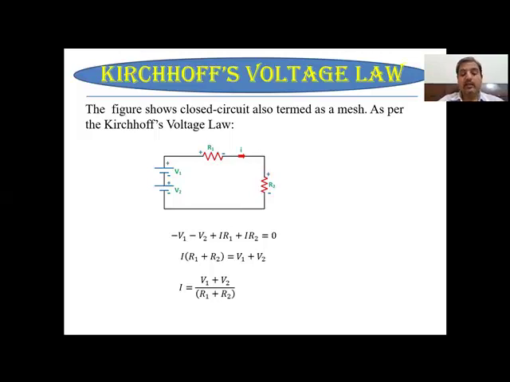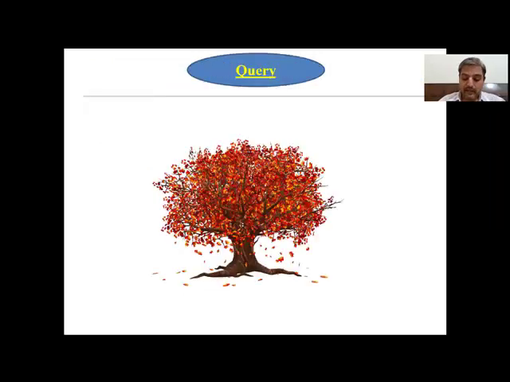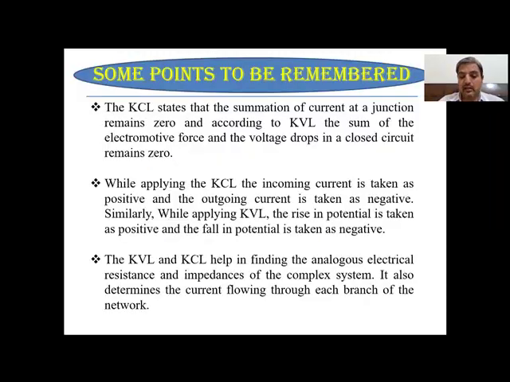But in the other manner, if you write down the sum of all the EMF with their sign is equal to all the voltage drops in the circuit, it will be given by V1 plus V2 is equal to IR1 plus R2. So it depends on your choice whether you want to apply the rise in potential or fall in potential concept or the second concept.